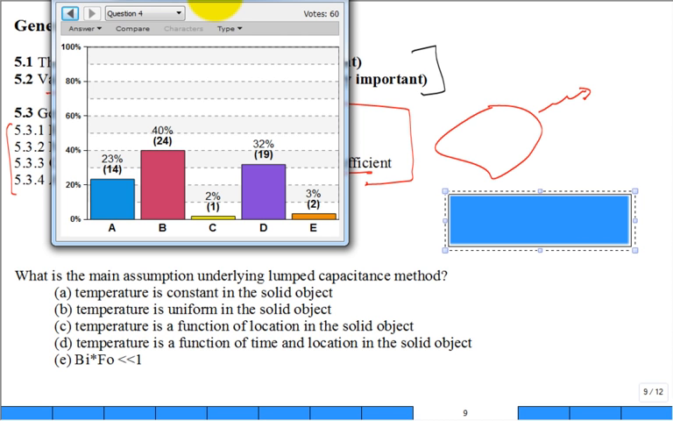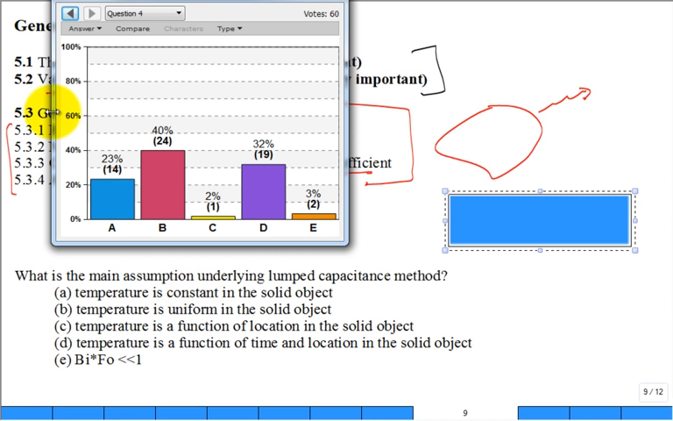What's the key idea? If the resistance of the conduction within the object is negligible, then the temperature within the object is uniform. It's the same temperature throughout the object. The object temperature can change with time. It can go up or down, but there's negligible temperature difference as I move around from the interior of the object to the surface of the object. The big temperature difference is between the surface and the fluid. It's not that it's constant.